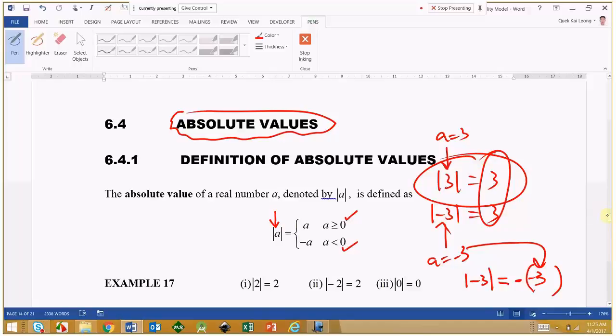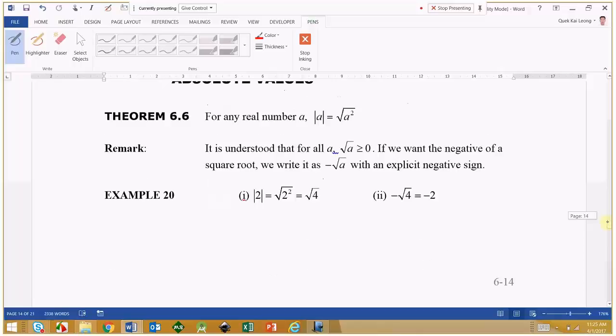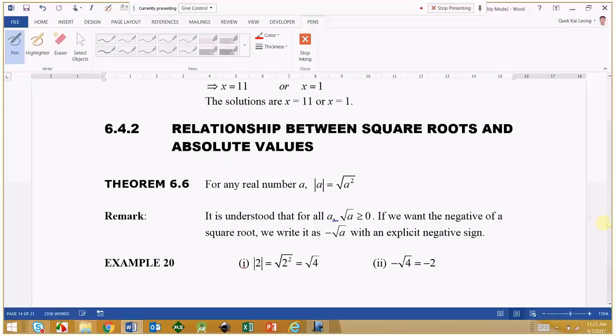Okay, the next one I want to tell you is this. Pay attention, this one is a bit different from what you know from secondary school. Now in secondary school, if I remember, I think I was told this: absolute square root of x squared. Anyone want to make a guess? What is the result? Square root of x squared.